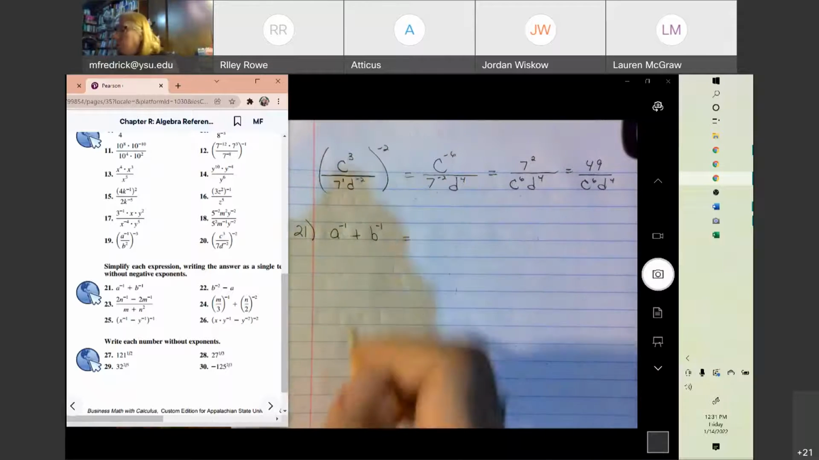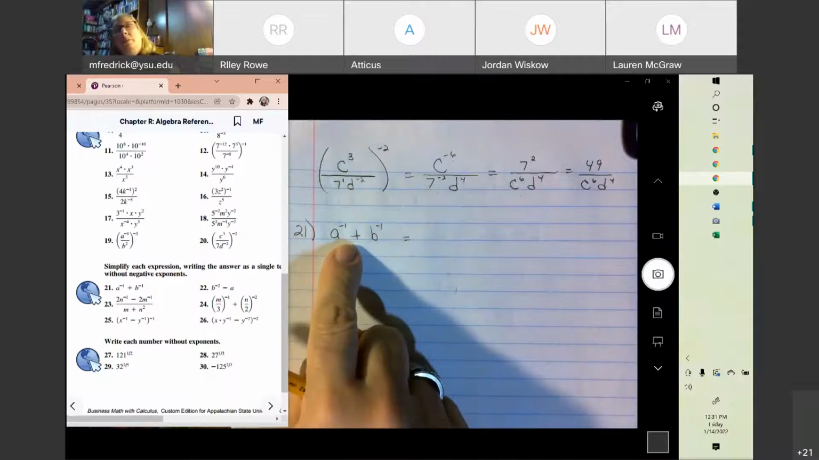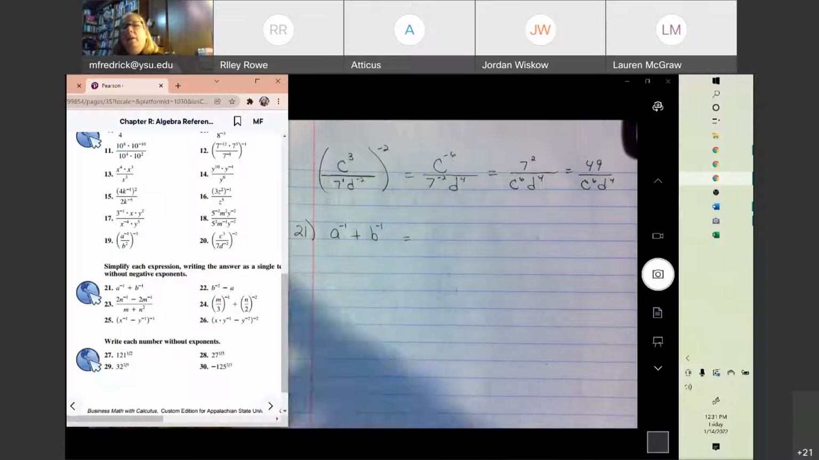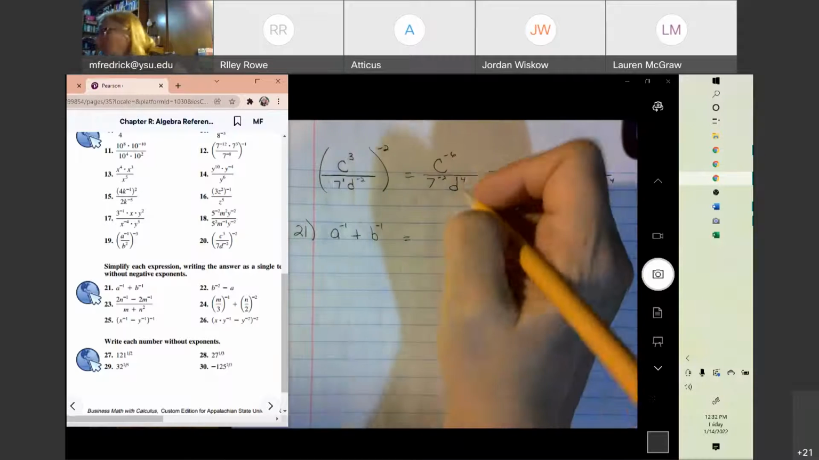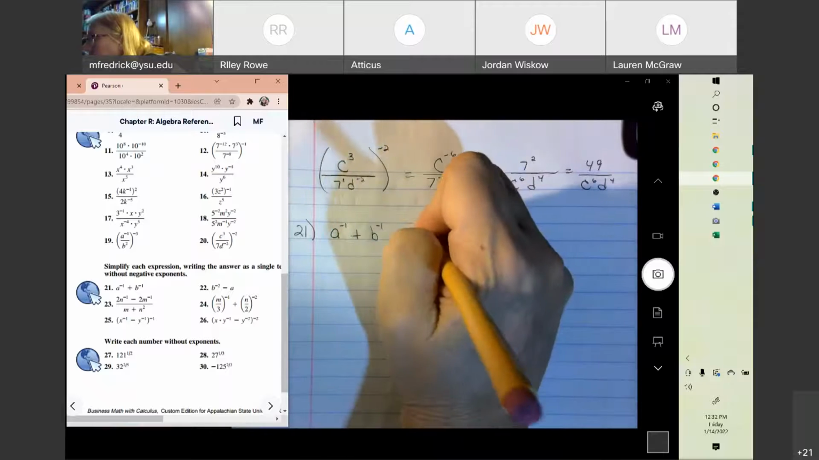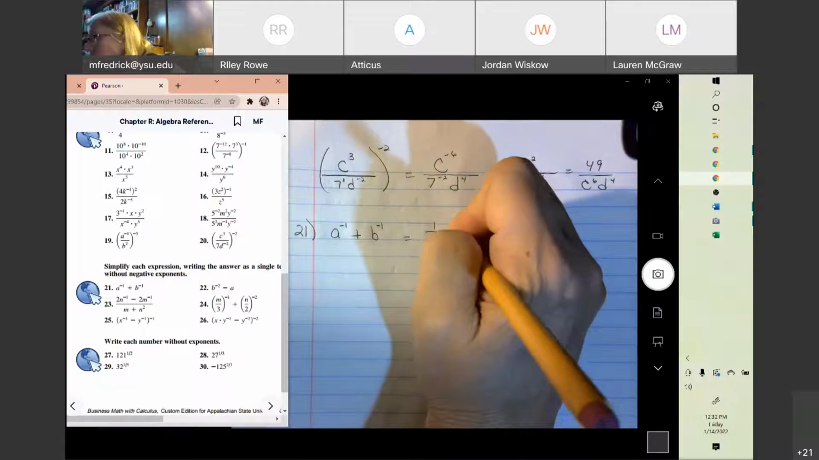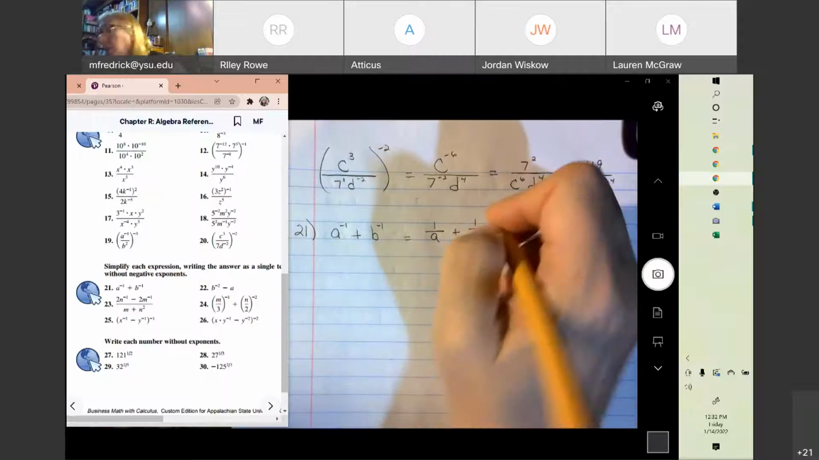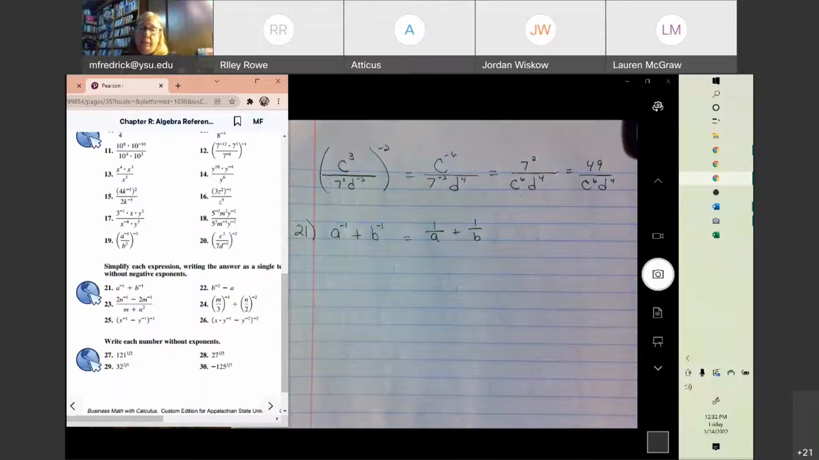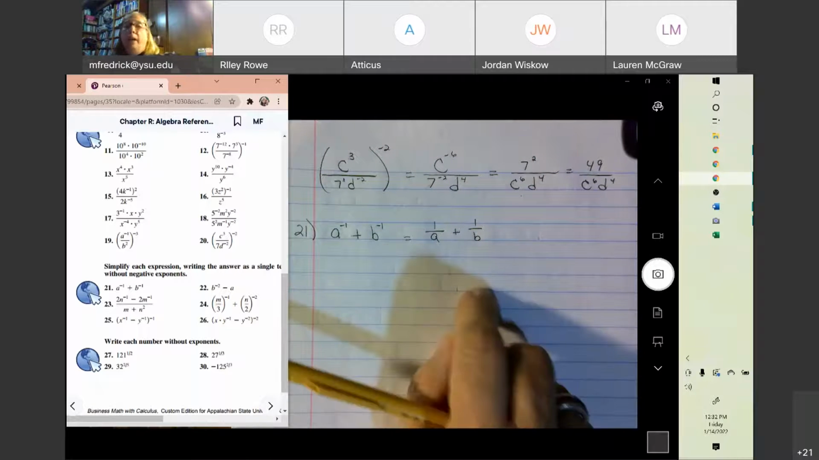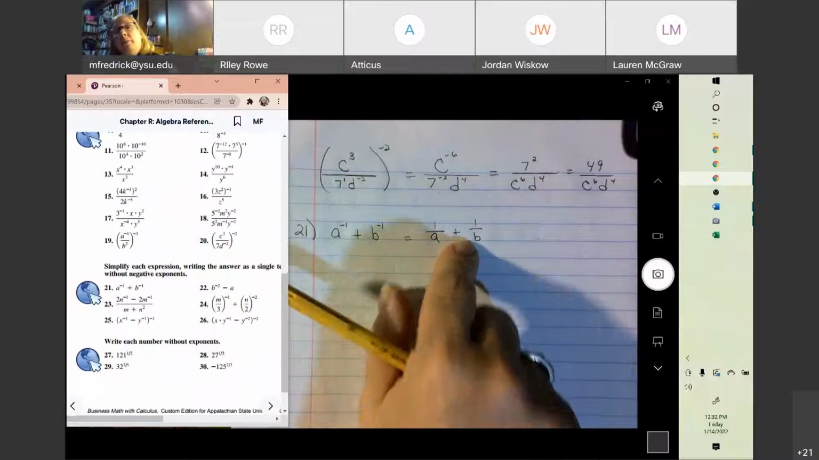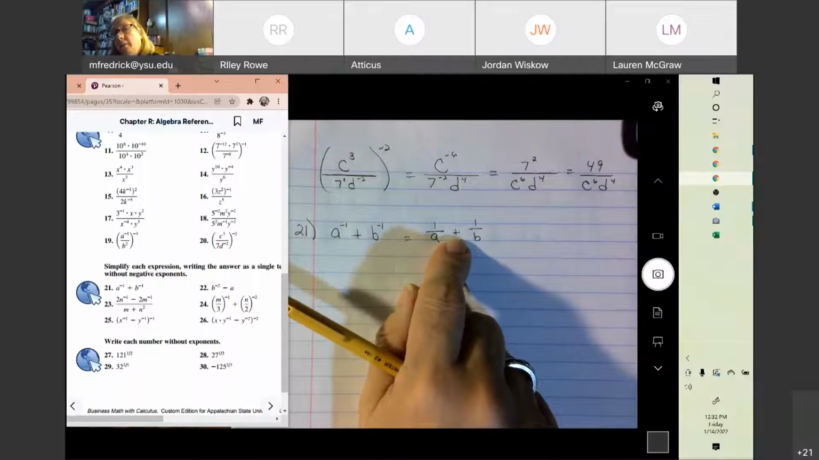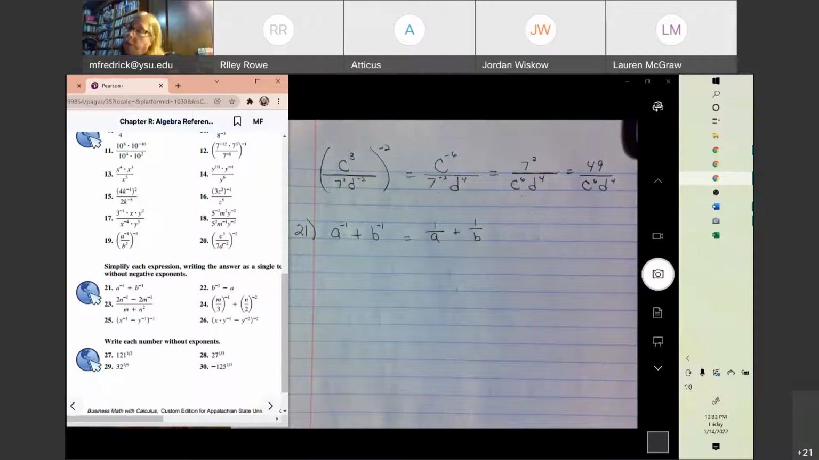So on this one, because this isn't multiplication, it's addition. First thing, rewrite each term. So a to the negative 1 is 1 over a. B to the negative 1 is 1 over b. Now we have problems similar to the last section that we did. We have to get a common denominator in order to add fractions. Any questions so far?